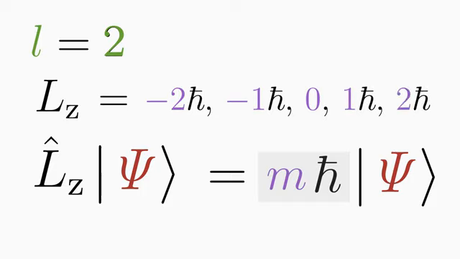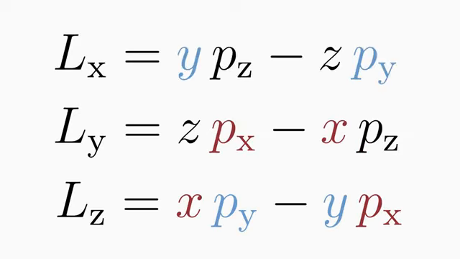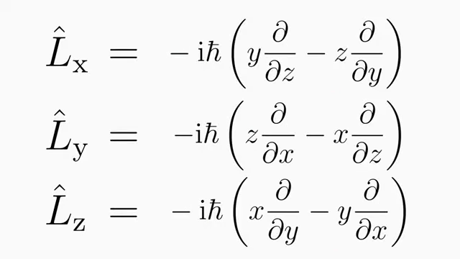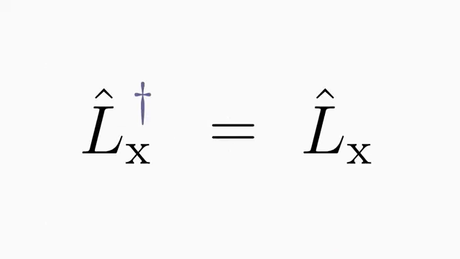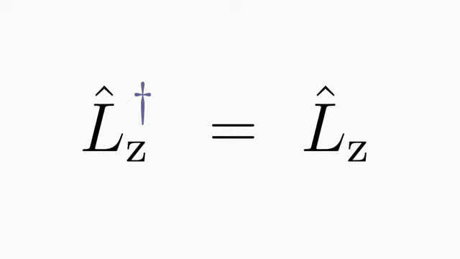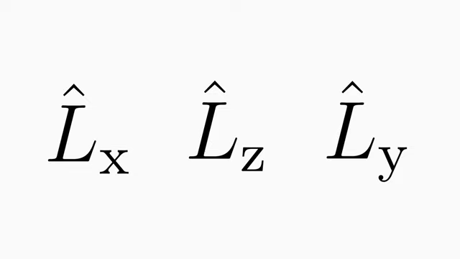So let's summarize what you learned. You now know how to turn classical angular momentum into a quantum mechanical angular momentum operator. You know how to show that angular momentum components are physically measurable quantities. You have learned that all three angular momentum components are affected by the uncertainty principle, and that only one of the components can be determined exactly.